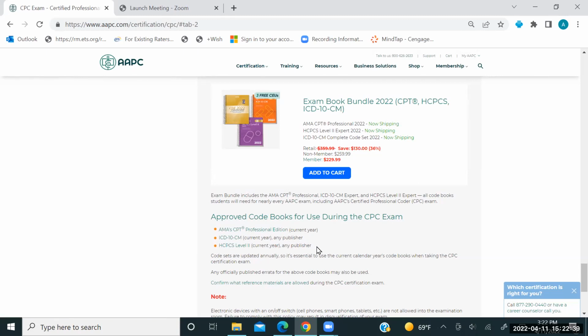But you can use any publisher. And then they do want you to have the current year. You can check with them whenever you are preparing for the national exam, because I know usually they will allow the previous years as well. So that's something to check with them about when you do schedule your national exam.